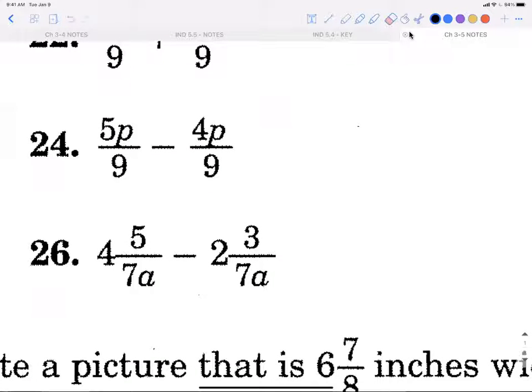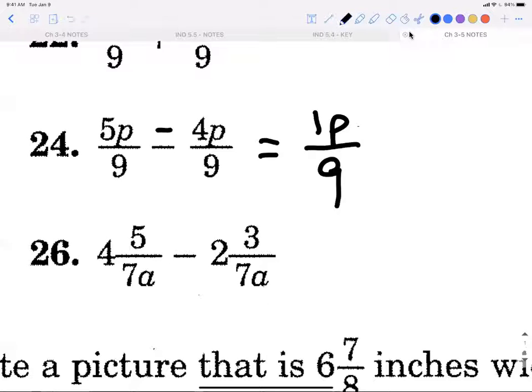5p over 9 minus 4p over 9. Don't let the variables throw you. Do you have a like denominator? Then keep it. It's that simple. Like denominator, you keep it. Now it's like saying 5p minus 4p, or 5 apples minus 4 apples. 1 apple, or 1p. Your variable is your apple.